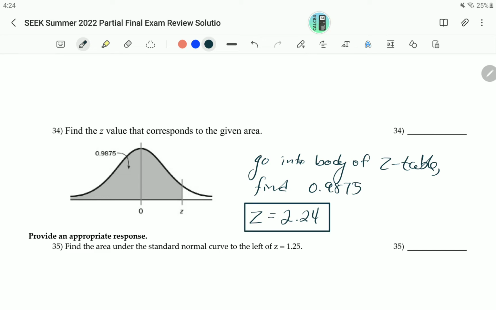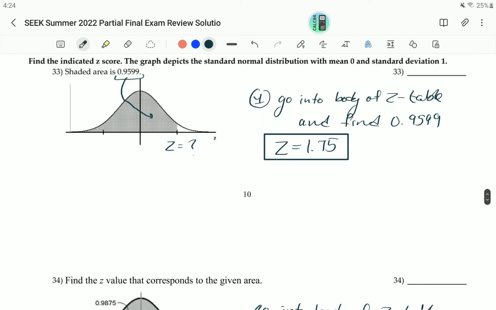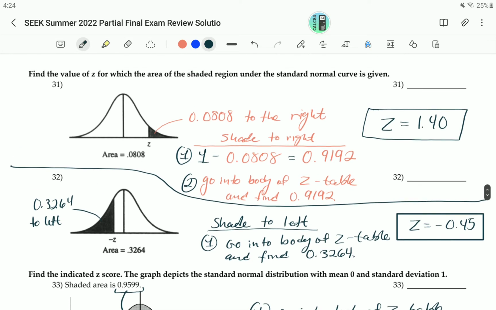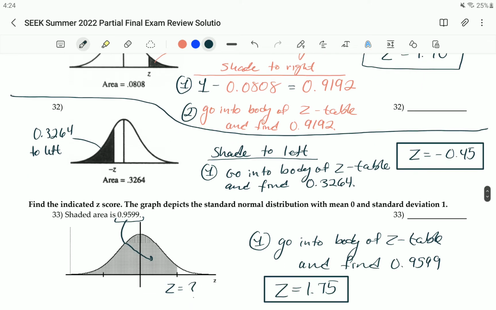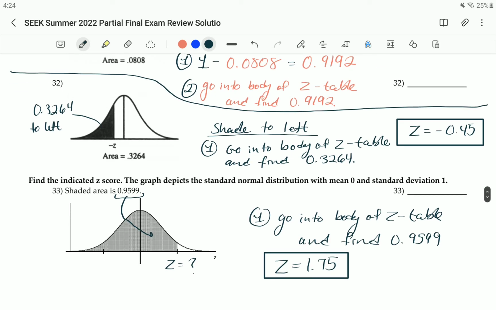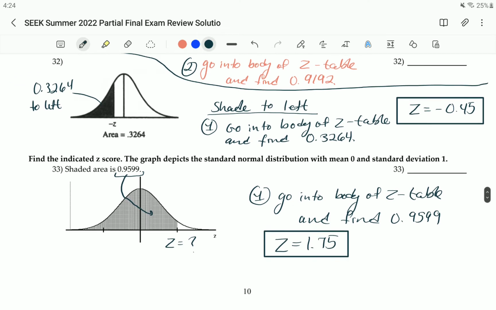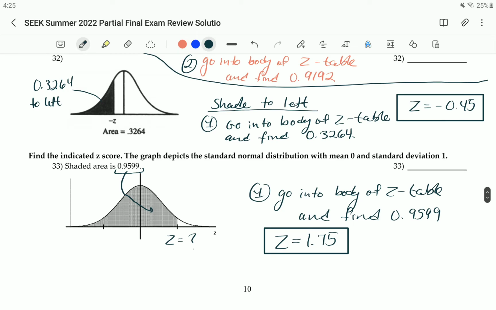And that is it. So, in this video, we are finding the z-score based on the probability. So we're working backwards. When the area is shaded to the right, you must subtract that area from 1. And after you subtract that area from 1, then you go into the body of the z table with that probability. If it's shaded to the left, just take the area, go into the body of the z table, and find the probability. Then based on that probability, find the indicated z-score.